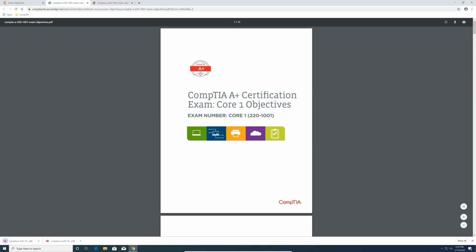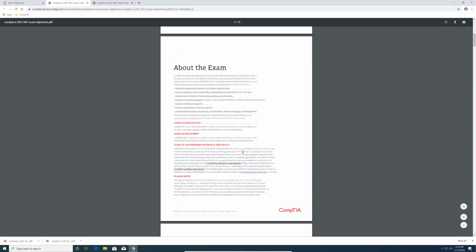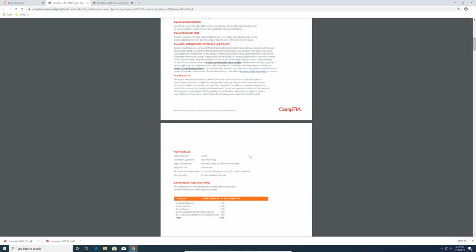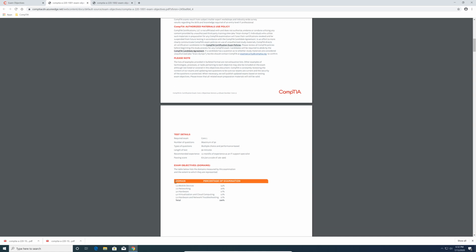I'm going to go here and take a look at the Core 1 and Core 2 objectives. First one is Core 1. So this one here is a maximum of 90 questions. I ended up having 82 on this exam, 4 of which were performance-based questions. The length of the test is 90 minutes. And your passing score, you have to get at least a 675. The different domains are mobile devices, which is 14%, networking, which is 20%, hardware, which is 27%, virtualization and cloud computing, which is 12%, and hardware and network troubleshooting, which is 27%.